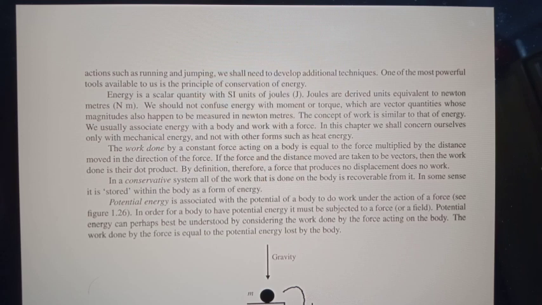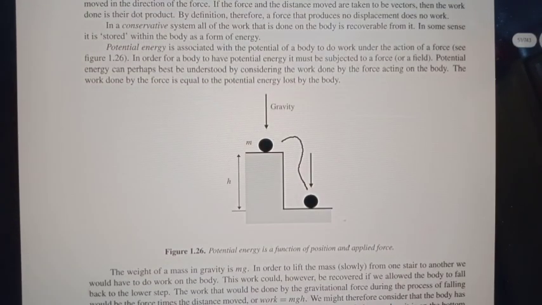In a conservative system, all the work that is done on the body is recoverable from it. In some sense, it is stored within the body in the form of energy. Potential energy is associated with the potential of a body to do work under the action of a force. In order for a body to have potential energy, it must be subjected to a force.